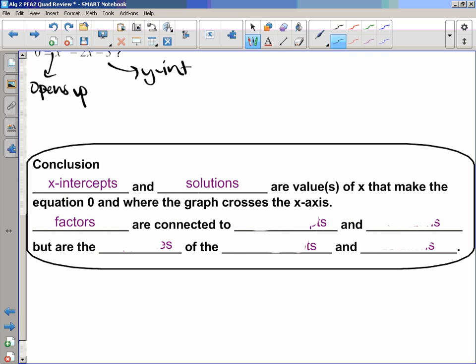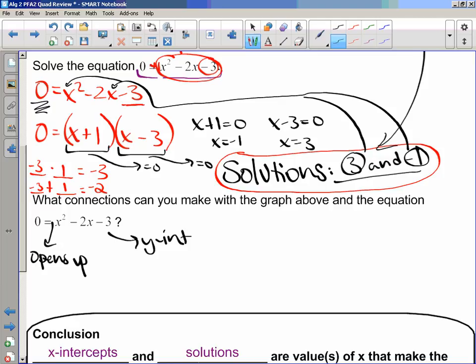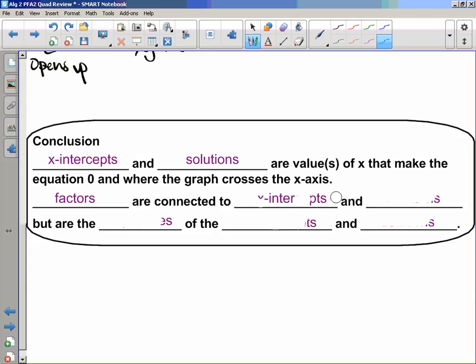Oh, now this is the part that I didn't connect though. Factors. So let's go back up to here where we solved. Factors are talking about these right here, when we factored the equation. X plus 1 and x minus 3. How are those connected to my solutions? Well, they're almost the same. It's just that they're opposites. Because when I had to solve here, like in this one, I had to subtract 1. So I've got positive 1, negative 1, opposites. Here I had to add 3 to solve for x. Negative 3, positive 3. So factors are connected to x-intercepts and solutions, but are the opposites of those two things, x-intercepts and solutions.